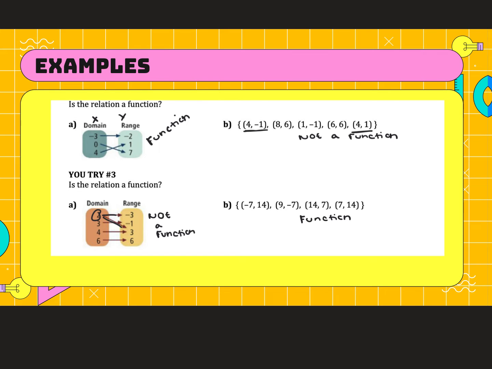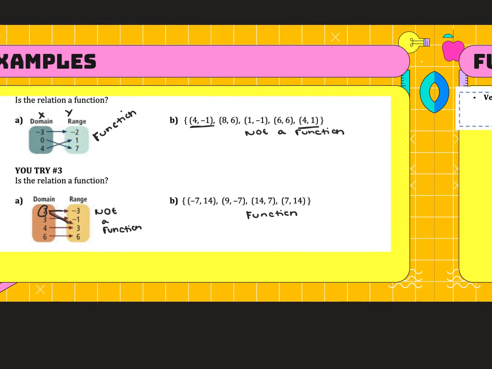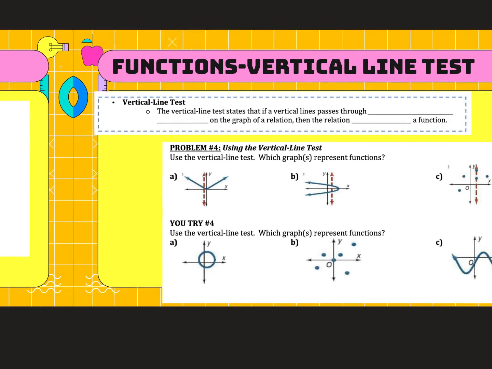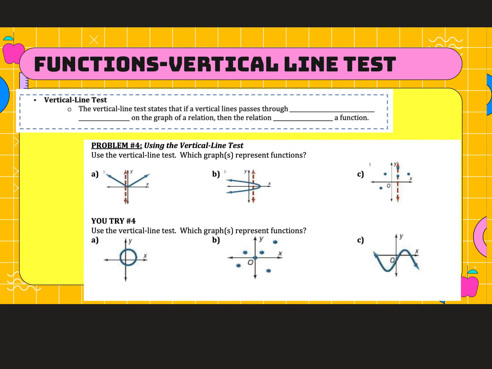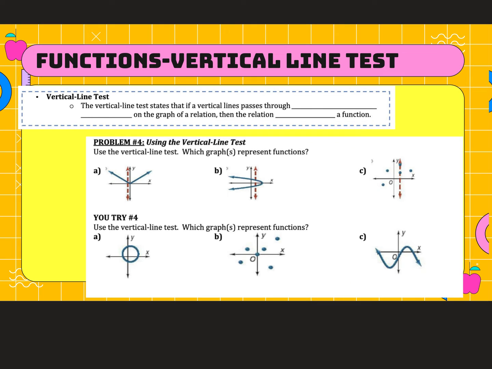Let's take a look at the vertical line test. This is the way that we can look at graphs and determine if they are functions or not. The vertical line test states that if a vertical line passes through only one point, remember point x comma y, on the graph of the relation, then the relation is a function.